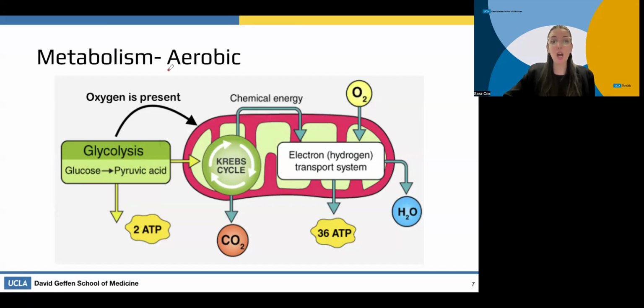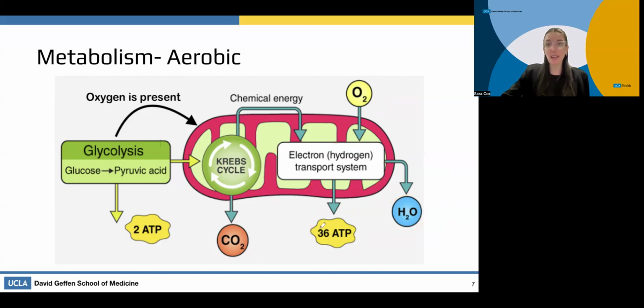Now, in aerobic metabolism, oxygen is present. So in the presence of oxygen, that pyruvic acid will enter our Krebs cycle. That will create carbon dioxide and push us into the electron transport system. Now, this electron transport system requires the input of oxygen to create 36 more ATP molecules and the byproduct of H2O, or water.